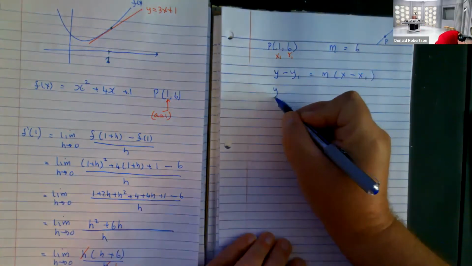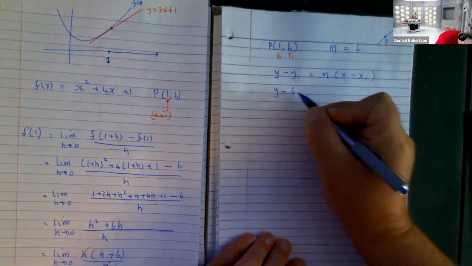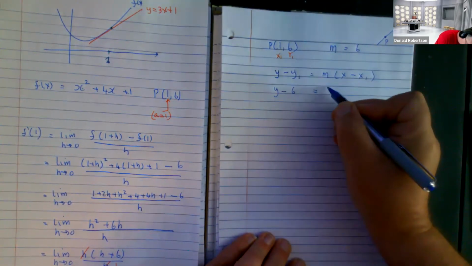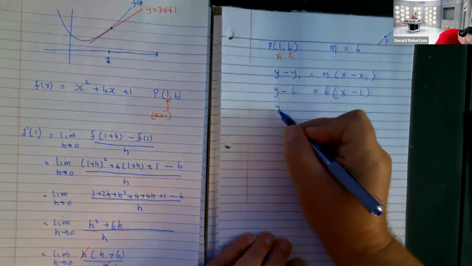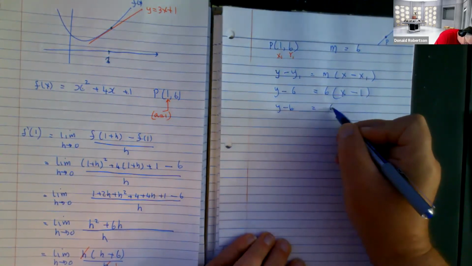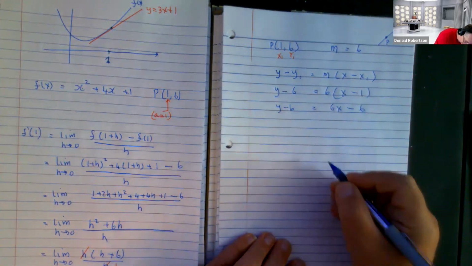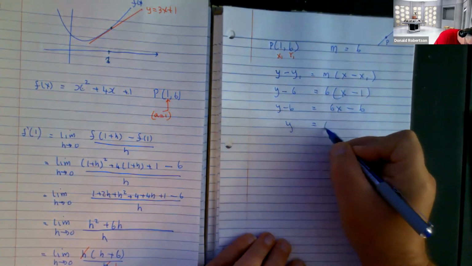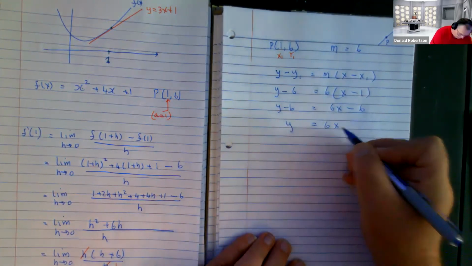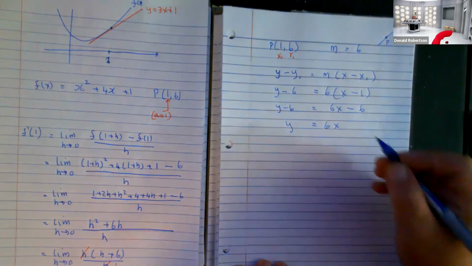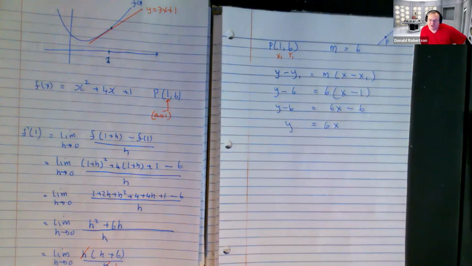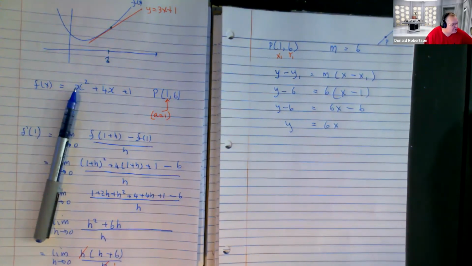So y take away 6 equals, oh, by coincidence, 6, times x take away 1. Y take away 6 is 6x take away 6. Add 6 to both sides. Cool. The equation is y equals 6x. I have got to sketch this. That is such a nice answer.